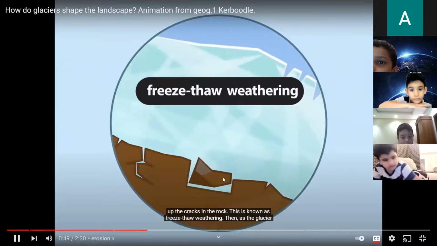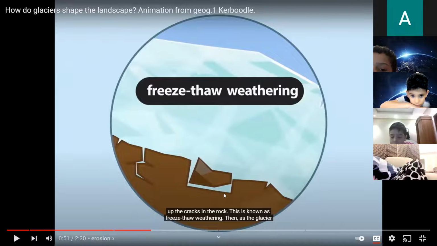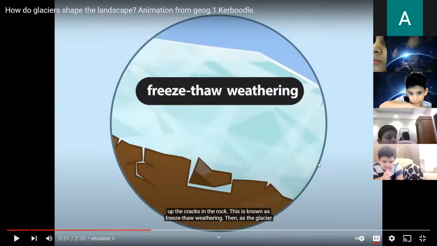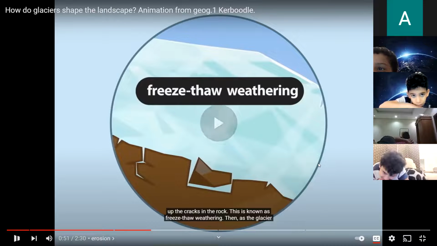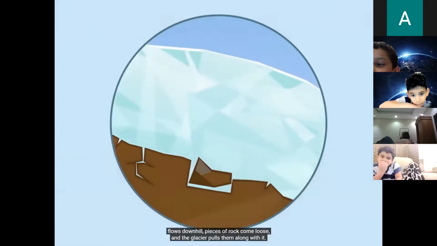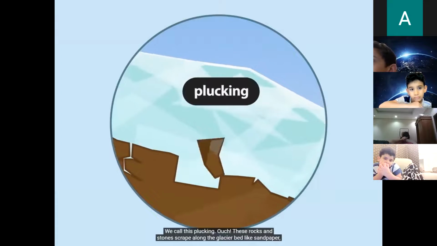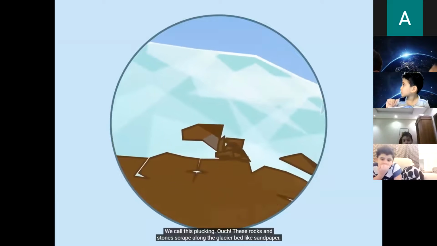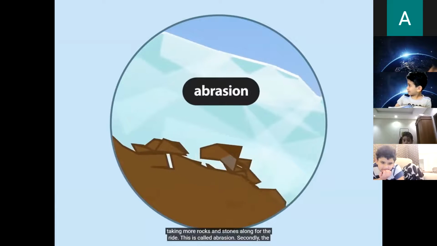This is known as freeze-thaw weathering. So this is weathering. When the water seeps in and breaks down the rocks, it is called weathering. While it's going down, while it's taking away these rocks, it is erosion. Then, as the glacier flows downhill, pieces of rock come loose and the glacier pulls them along with it. We call this plucking. These rocks and stones scrape along the glacier bed like sandpaper, taking more rocks and stones along for the ride. This is called abrasion.